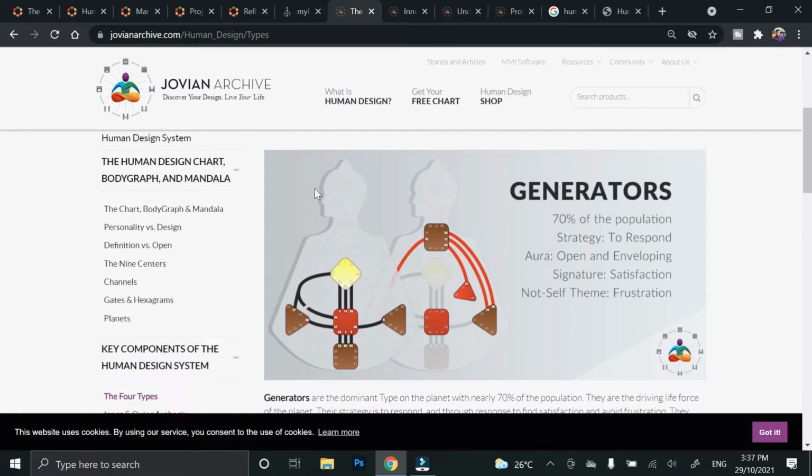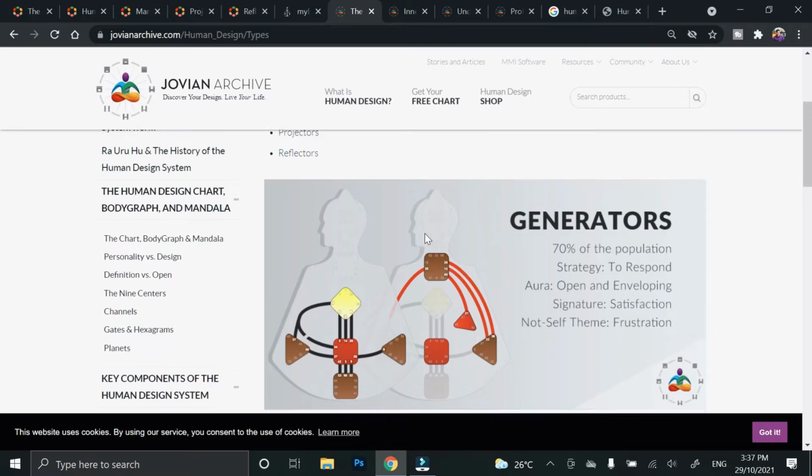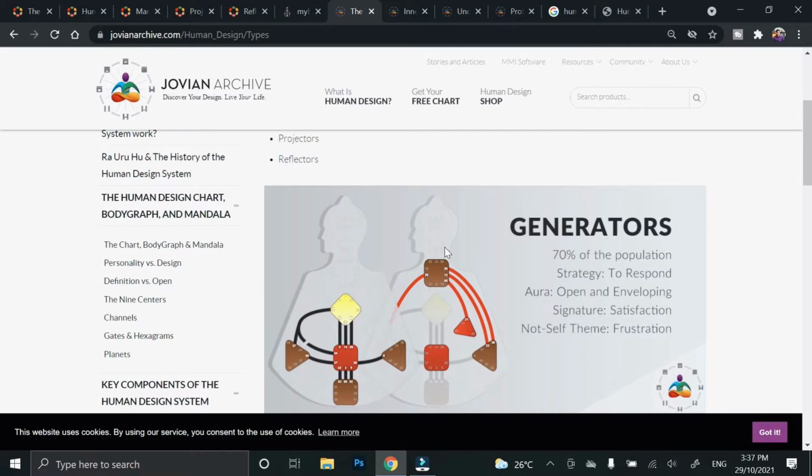Looking at this website from Jovian Archive, I'll be leaving some of these links in the description box for you to refer back to when you're doing your own chart reading. It's going to be really helpful for you. Strategy is basically for different classes. Once you key in your chart details, you will be told which type you likely belong under: generator, manifesting generator, manifestor, projector, or reflector. Each of them has their own strategy.